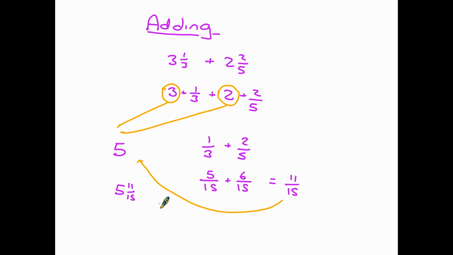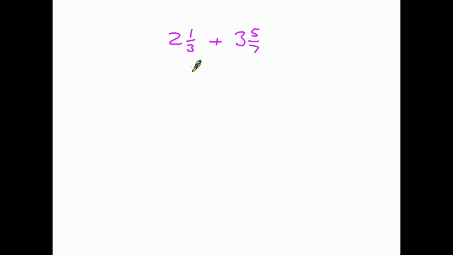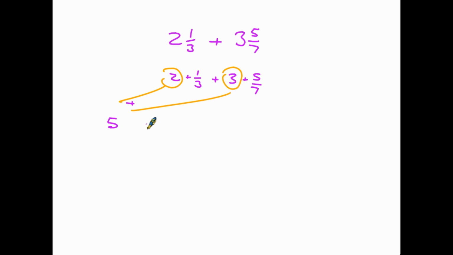We now need to look at a situation where adding the two fractions gives us an improper fraction. So let's see another example. So here we have 2 1/3 plus 3 5/7. Again, let's just go through the whole process. 2 plus 1/3 plus 3 plus 5/7. And again, let's take the two numbers, the 2 and the 3, add them together, and we're going to get 5. So once again, 5 is the first part of our answer.